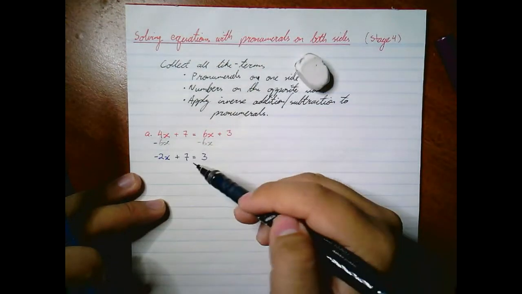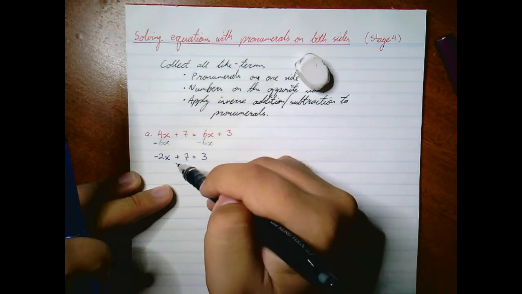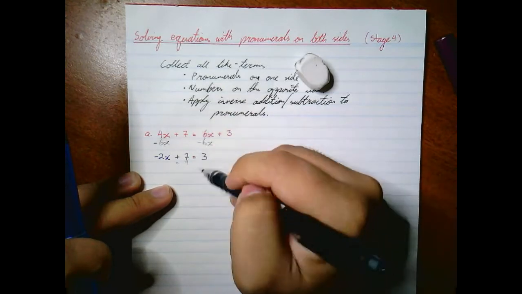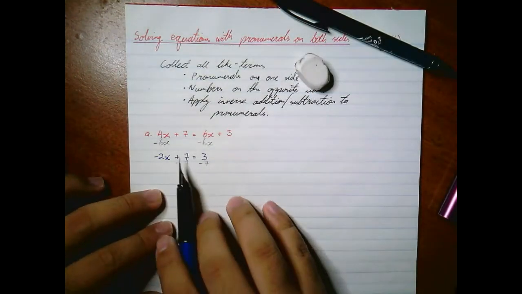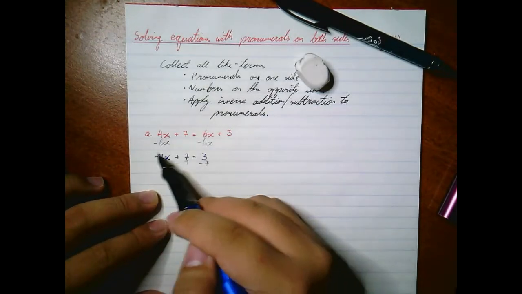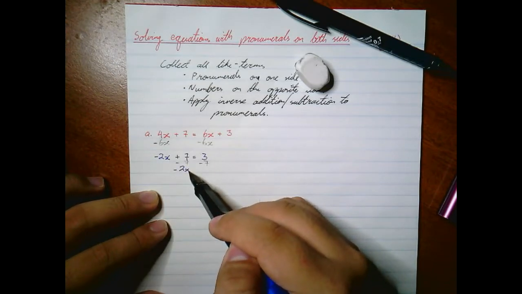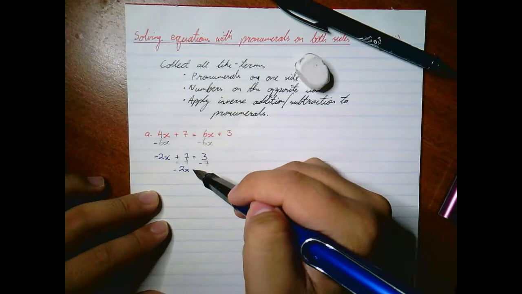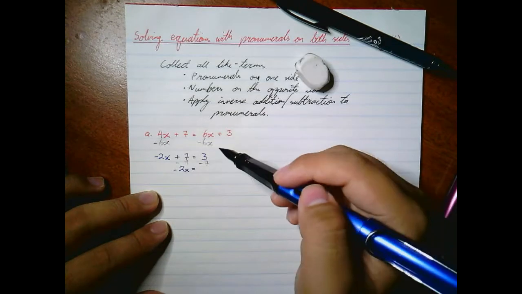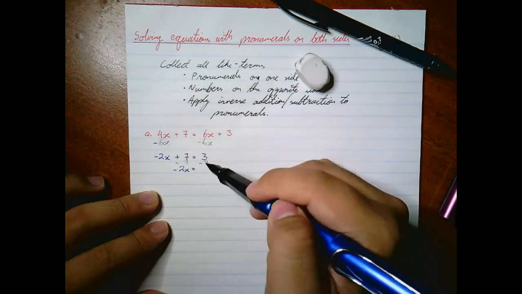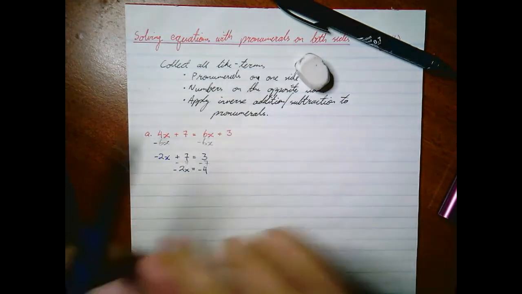And then from this point, it becomes a regular equation. So this is plus 7, so the inverse is minus 7. So we're going to minus 7 from both sides. Okay, so plus 7 minus 7. What remains is this pronumeral, so we get minus 2x on its own. This equal sign stays where it is. 3 minus 7. Well, 7 minus 3 is 4. Therefore, 3 minus 7 is negative 4.